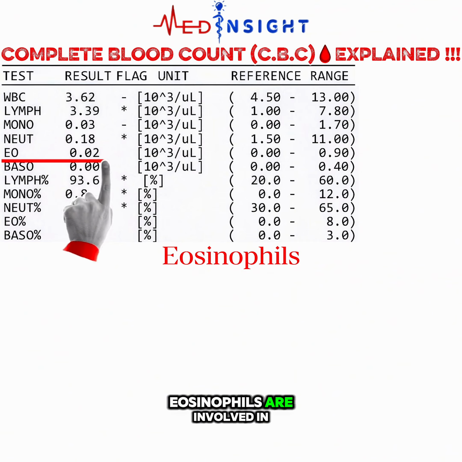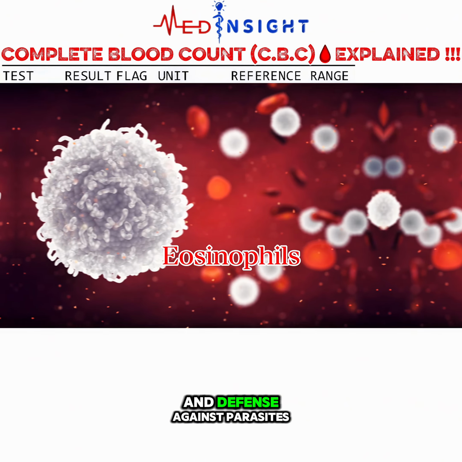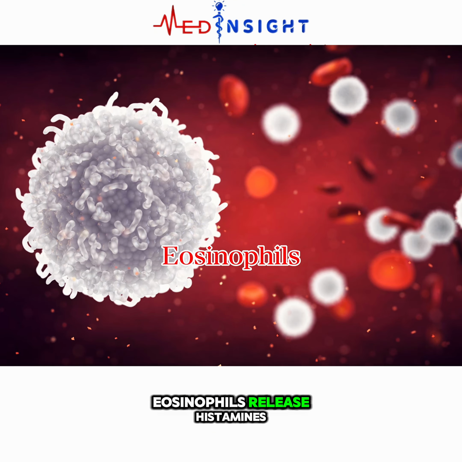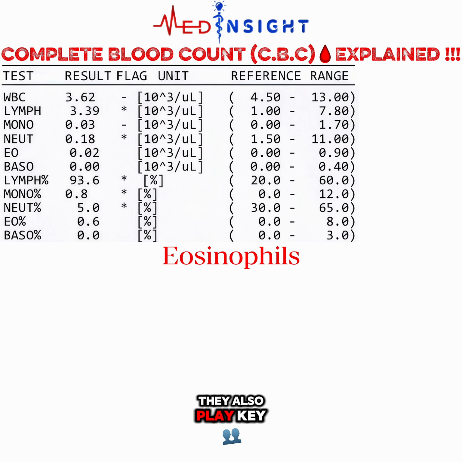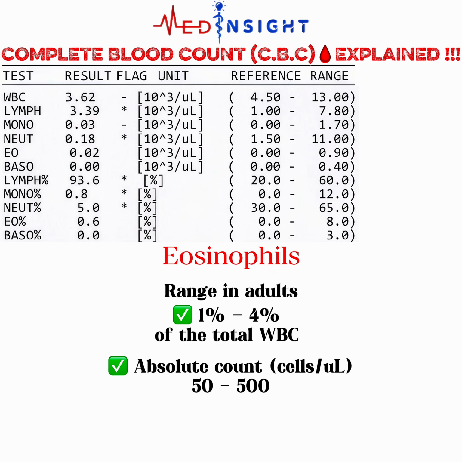Eosinophils. Eosinophils are involved in allergic reactions and defense against parasites. Eosinophils release histamines and other chemicals that modulate inflammation. They also play a key role in the pathophysiology of allergic diseases like asthma.